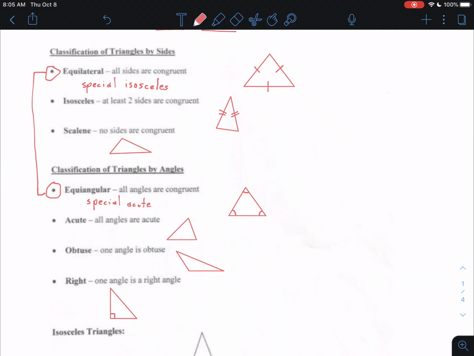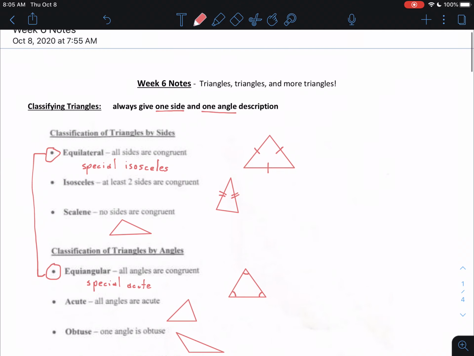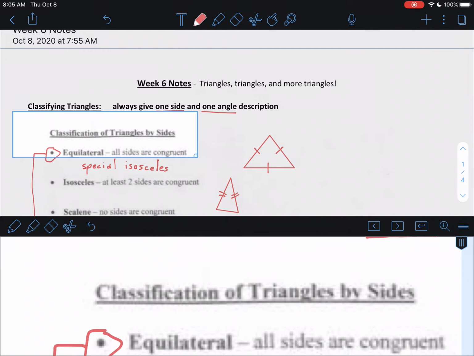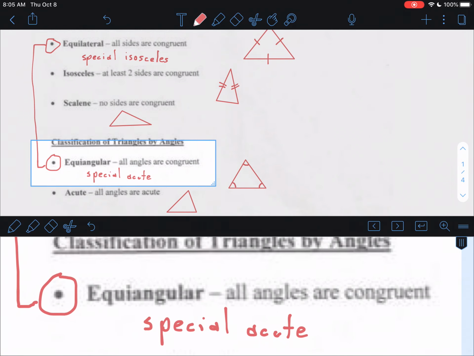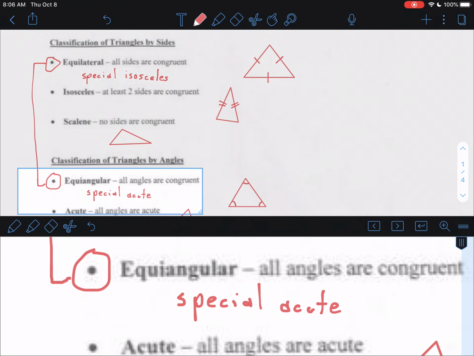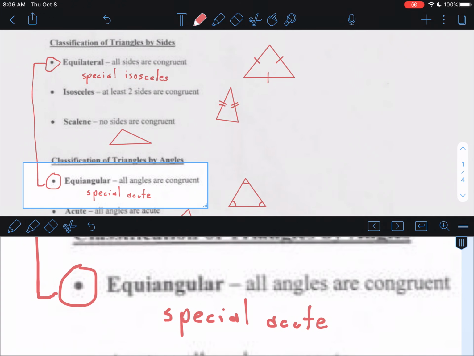And earlier, when we started the notes, when I was saying that I don't always agree with the definition, I don't always agree that you have to say one side and one angle, it's because of this. It's because saying equiangular equilateral is redundant. Because if we just say equilateral, that tells me that it's equiangular as well. If we just say equiangular, that tells me that it's equilateral as well. So in my opinion, if a triangle is equilateral or equiangular, you don't always need to say both.